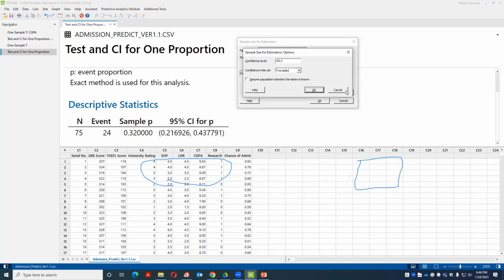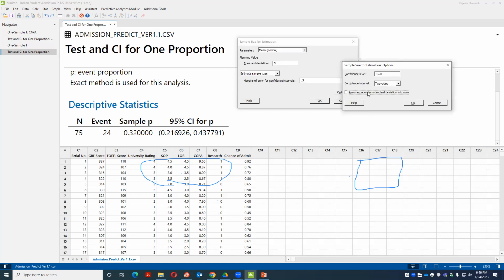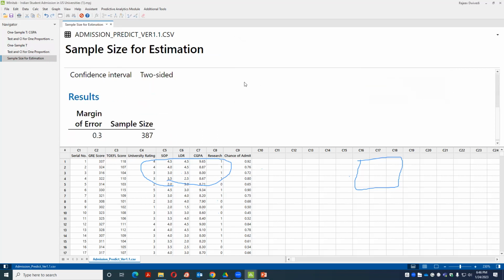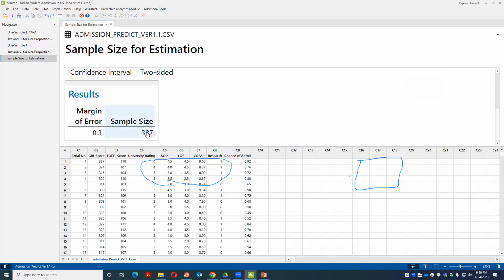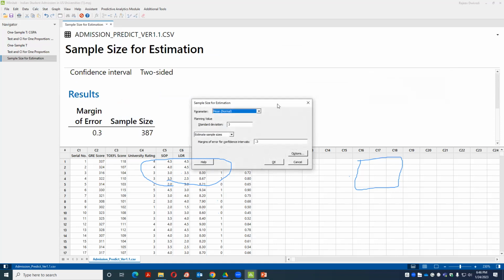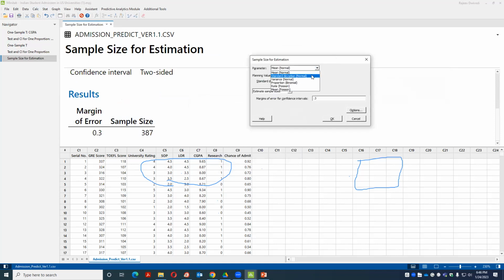Here we have different options. Assume population standard deviation is known. I'm just doing this: sample size is 387 for that particular case, where standard deviation is this. Now I go again: sample size, mean, standard deviation, normal parameter, variance, proportion.